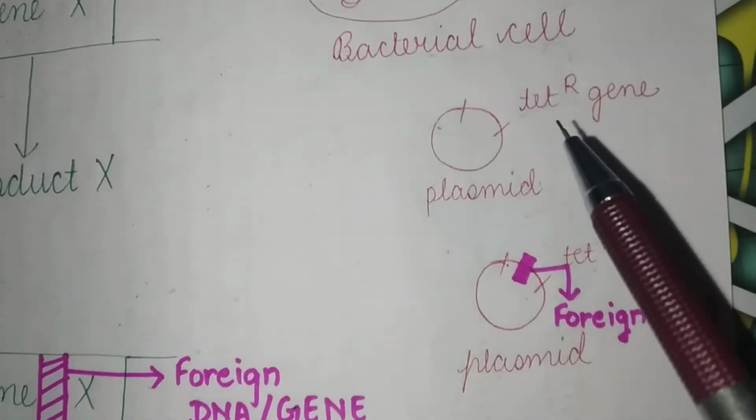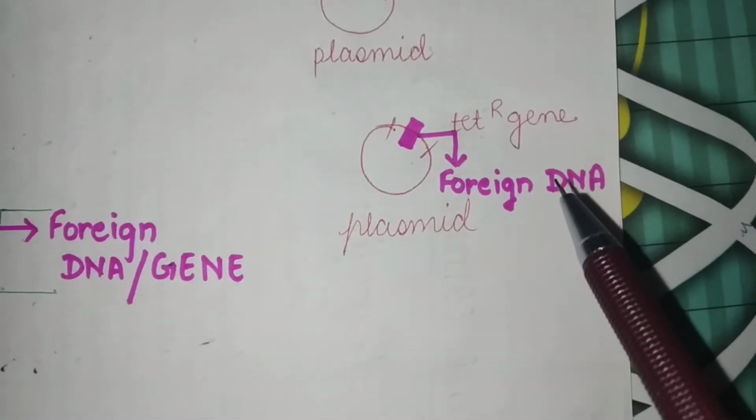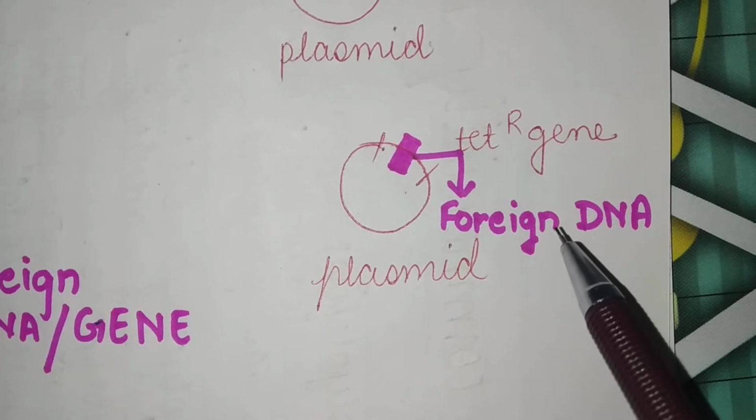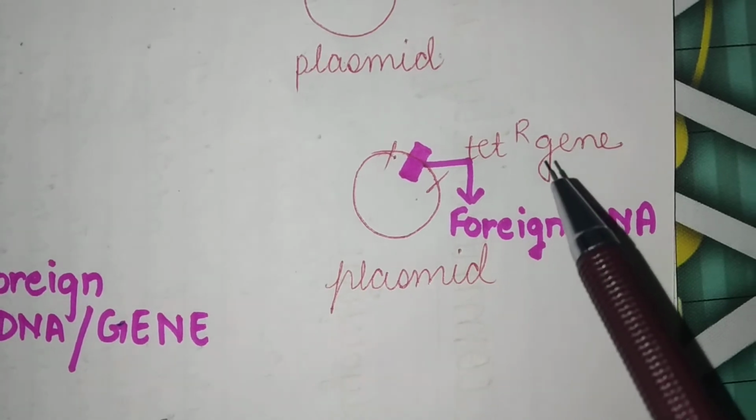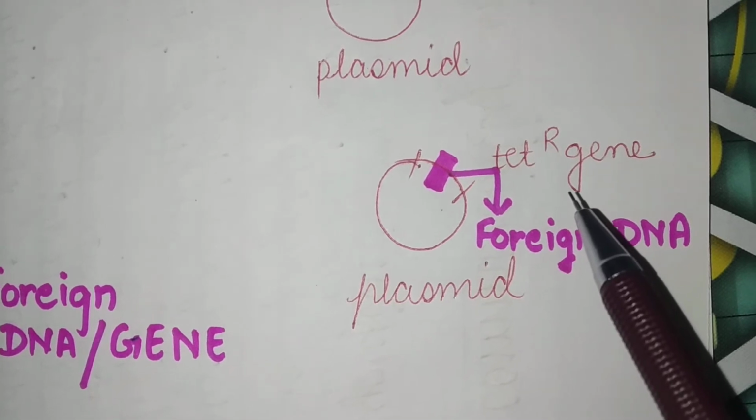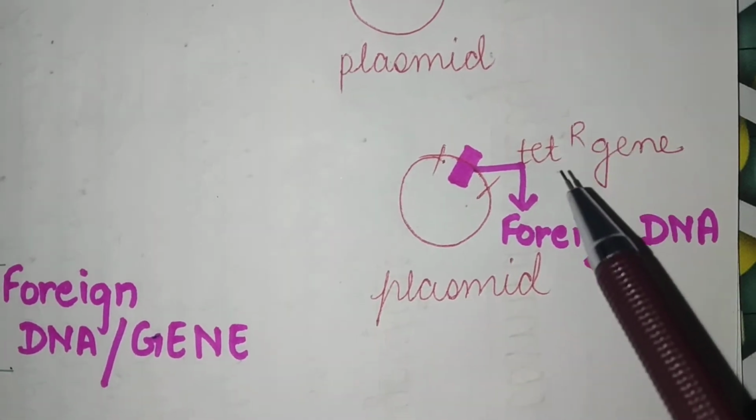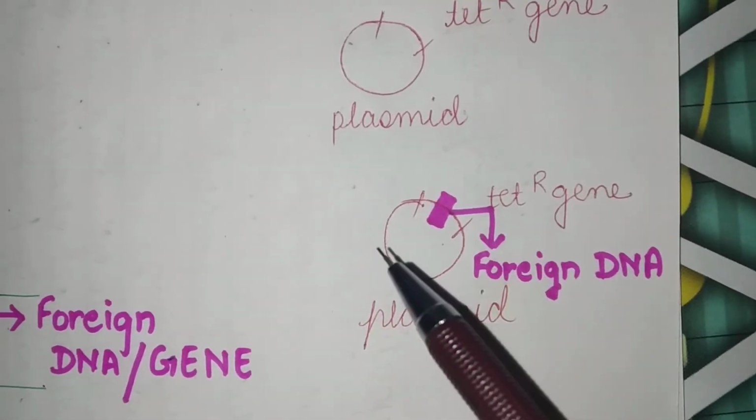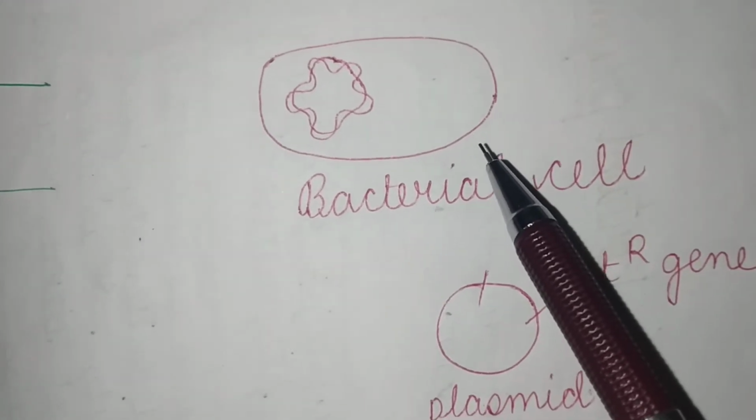And see, this is plasmid 2. It also has a tetracycline resistant gene, but in this plasmid we have inserted a foreign DNA. So what will it undergo? It will undergo insertional inactivation. That means it will not be able to show its property of tetracycline resistance. It means if this plasmid is kept in a tetracycline medium, it will not be able to survive. And similarly, if this plasmid is inserted into this bacterial cell, the bacterial cell will also become inactive.